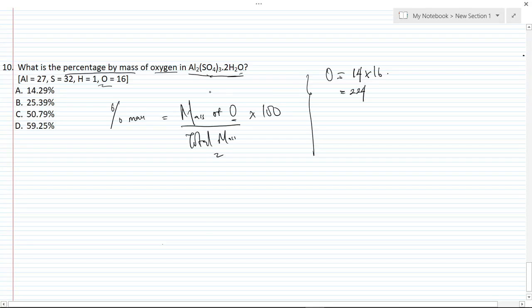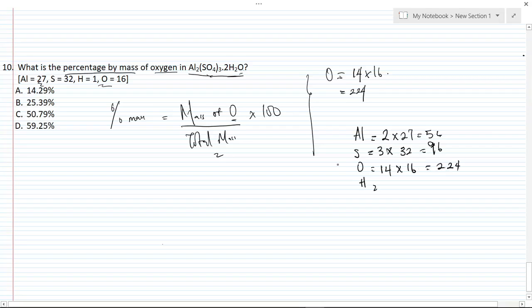So now we need the total mass of the compound. First off, let's list the elements present in the compound. We have aluminium, sulfur, oxygen, and hydrogen. So how many aluminium? 2 aluminium present. And since 1 aluminium has a mass of 27, that's 2 times 27, which gives us 54. Sulfur, we have 3 sulfur present here. So 3 times 32, 96. Oxygen, we've done that, 14 times 16, 224.